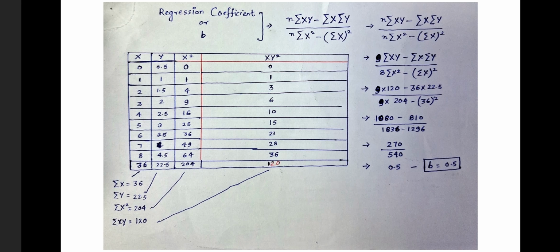As you know, after solving this problem, we have b with us. Now we need an a. We already have an a, that is the value of y when x is 0. What is the value of y when x is 0? It is 0.5, as you can see at the top of the list. But still I will teach you how to actually do that.